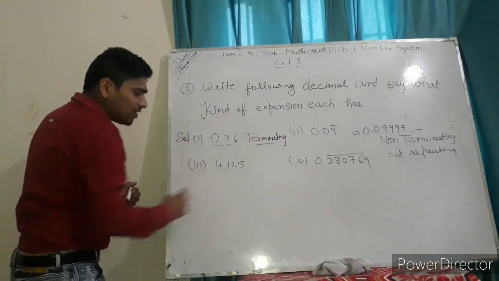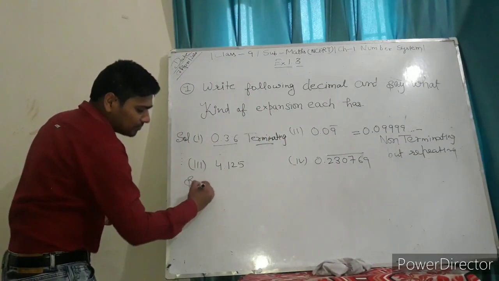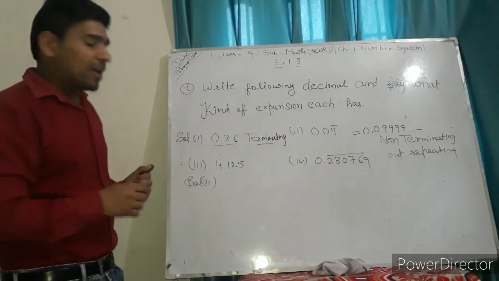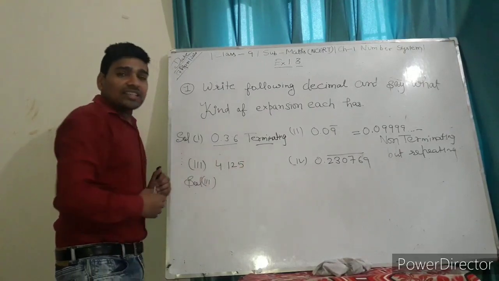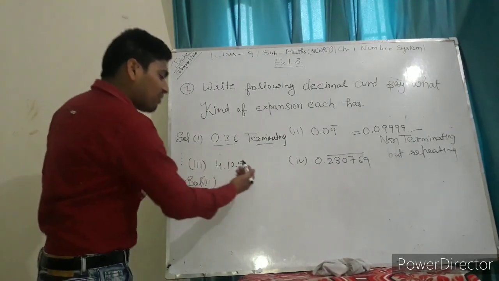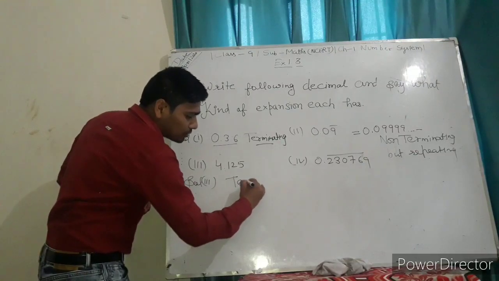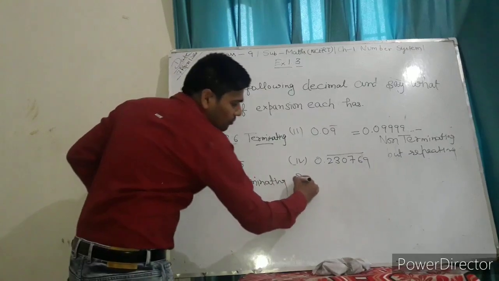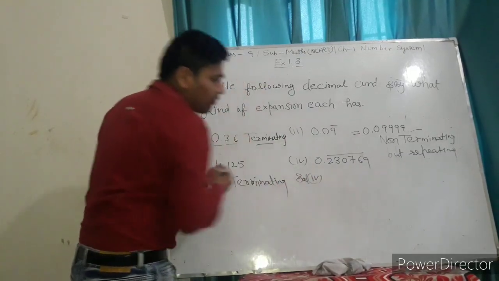Now we are again going for the third part. That number is 4.125. You already know this number; the decimal expansion of this number also stops after 5. So this is also terminating. Now we are going for the fourth one.